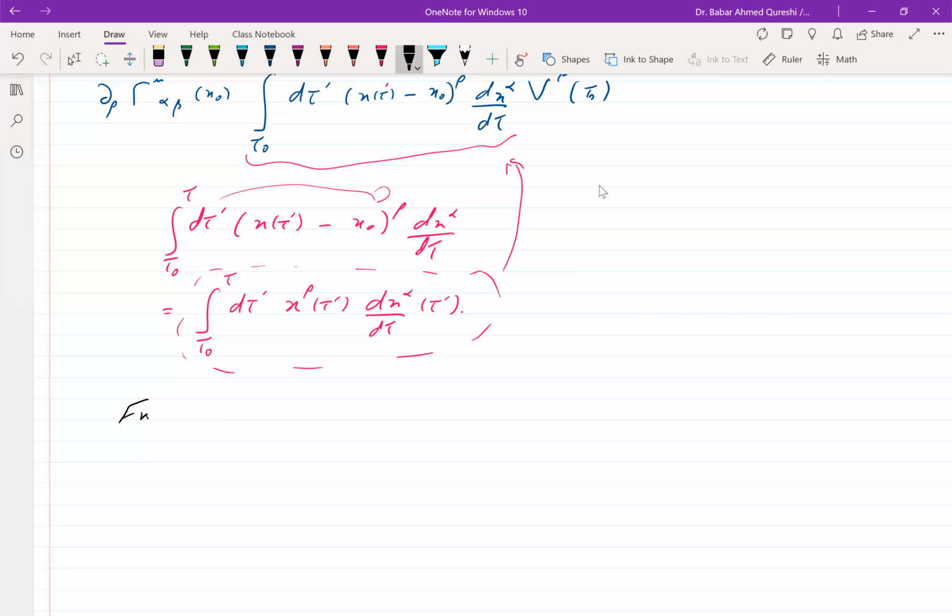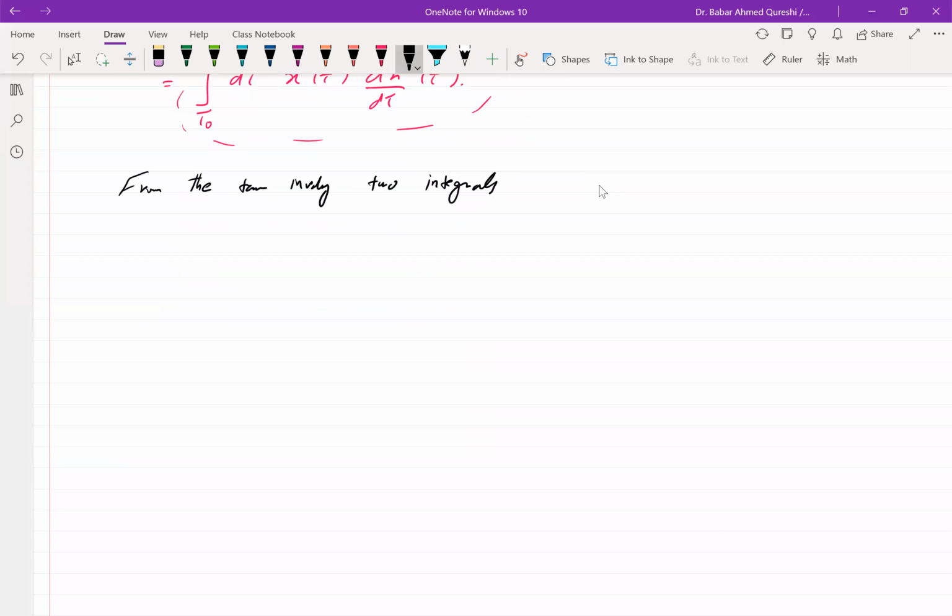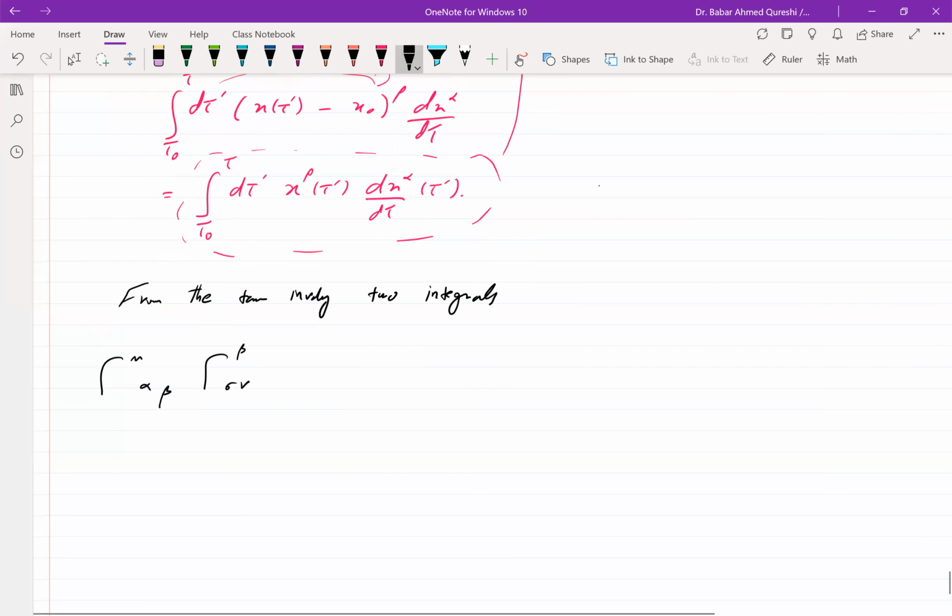From the second integral, from the term involving two integrals, you have gamma mu alpha beta, gamma beta sigma. Well, oh, I misspoke.